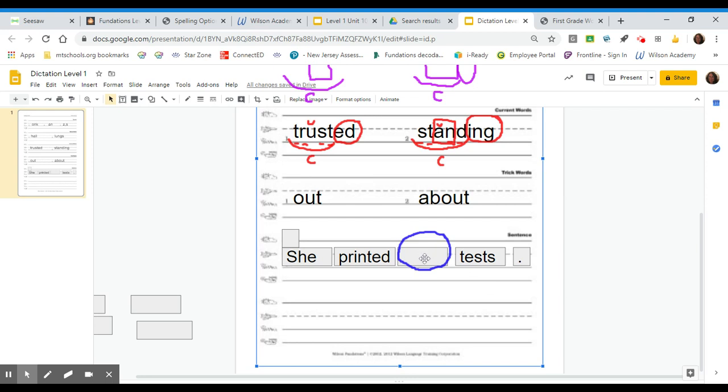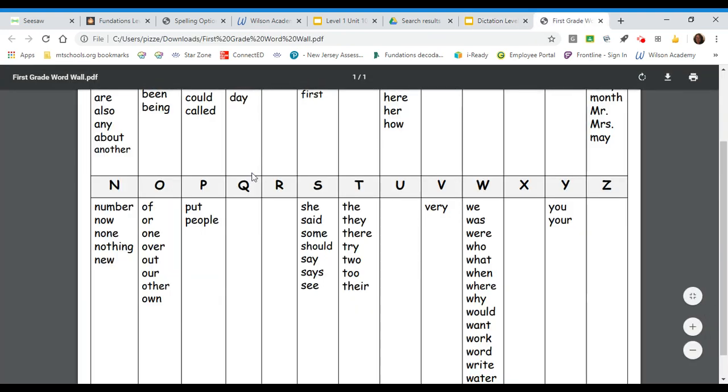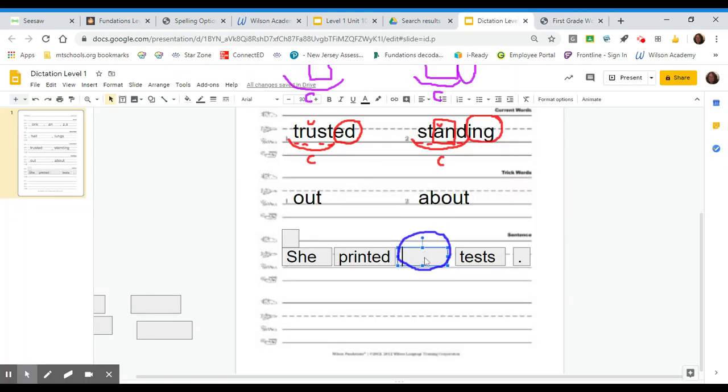Okay, now for the word our, because it's a trick word, I'm just going to double check on my first grade word wall and I'm looking over here at the O's and I'm looking for the word our. Can you find it? Right over here. O-U-R. So I looked up my word, I know that I'm right, and I'm typing it in. O-U-R.